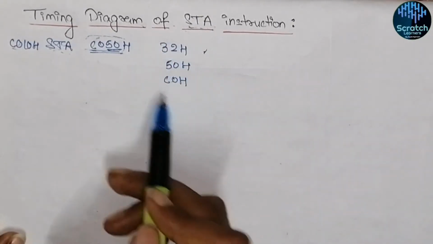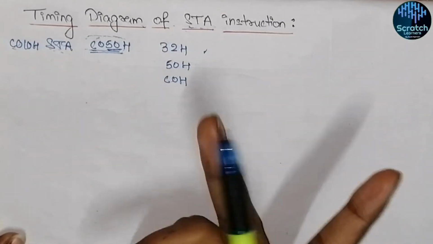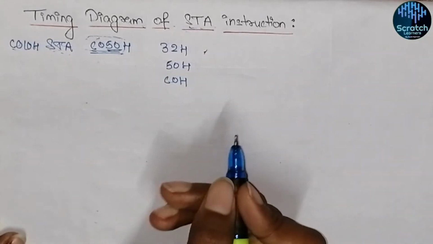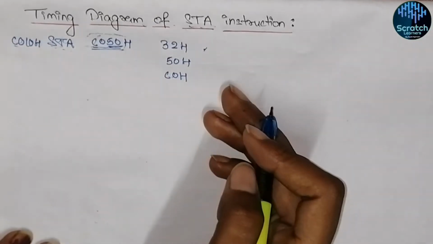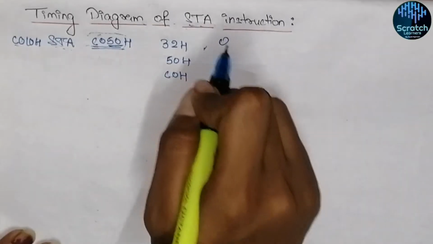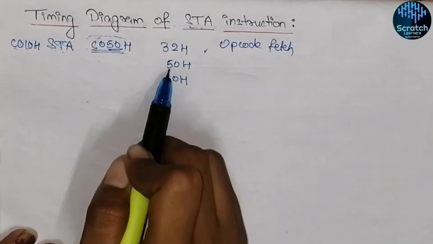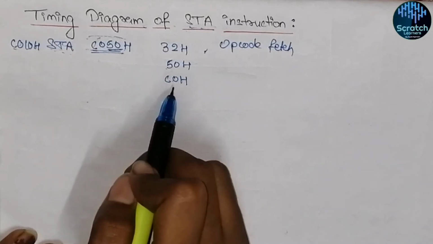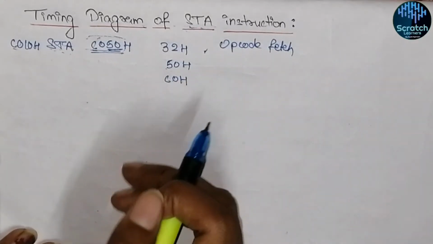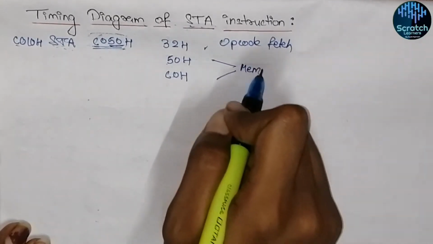Since it is a 3-byte instruction, it is fetched in 3 different machine cycles. So what are those machine cycles? The first one is to fetch the opcode, so the first machine cycle will be opcode fetch. Then next we have to read these addresses, that means we need to read the memory address.